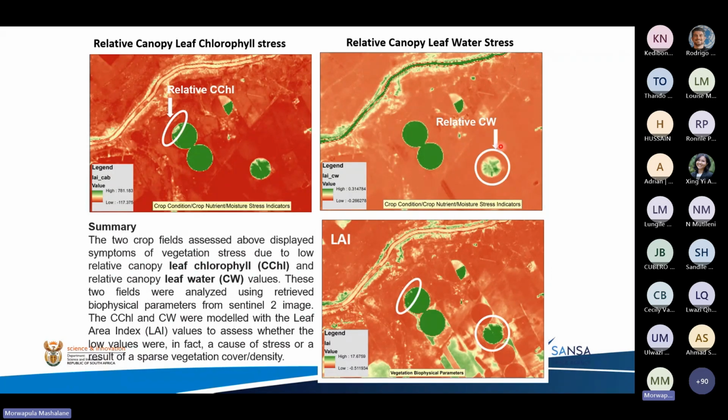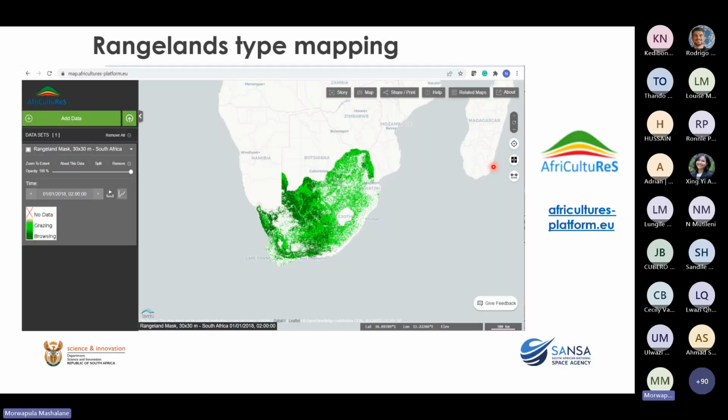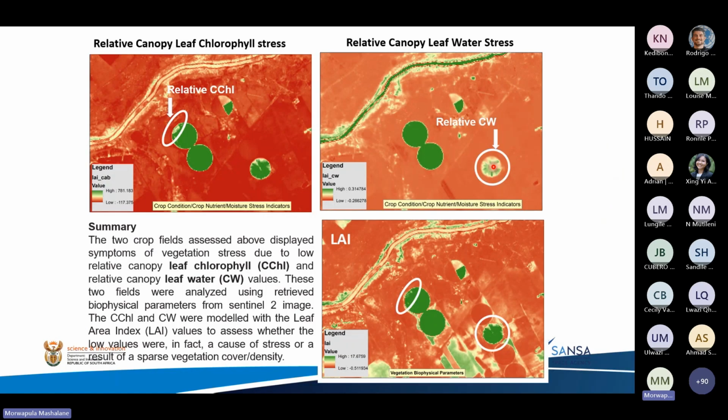Here as well, we're looking at the canopy water. You can see there's less water. The field is actually covered, the canopy is full, but there's less canopy water. That means it requires irrigation. That's the kind of information that we can retrieve from satellite images.